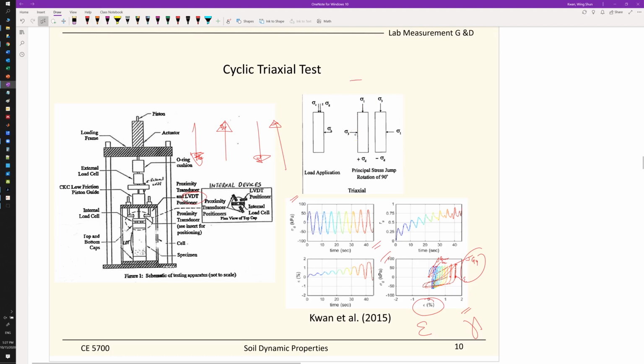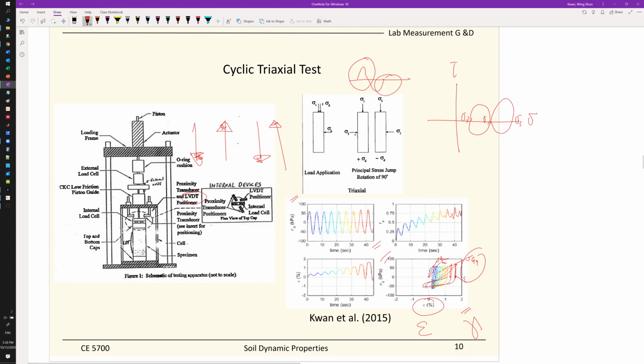So if you have a sine wave, this is the part where sigma 1 is the maximum, and this is the part where sigma 3 is the maximum. So when we draw the Mohr circles, the vertical axis is shear stress, and this is the normal stress. Then our sigma 1 and sigma 3 just keep on rotating, and this kind of stress path won't happen in the field. So these are the limitations of the cyclic triaxial test.